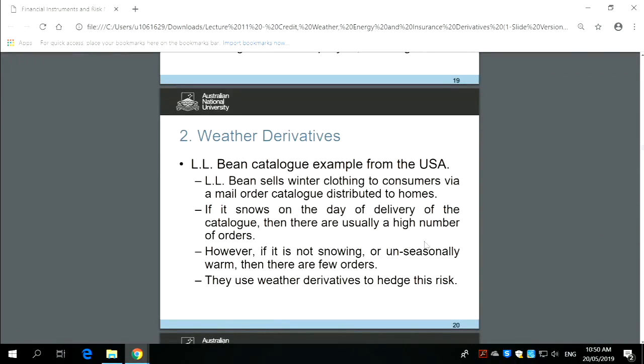Okay, so we just talked about how the energy company uses the weather derivative. Let's think about how other companies can also benefit from the weather derivative. This is a very interesting example.